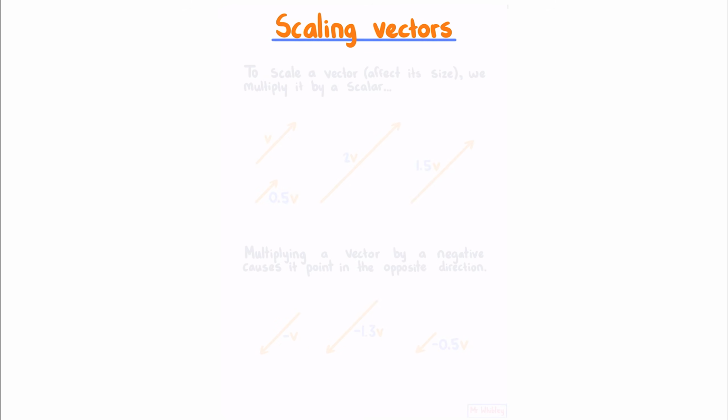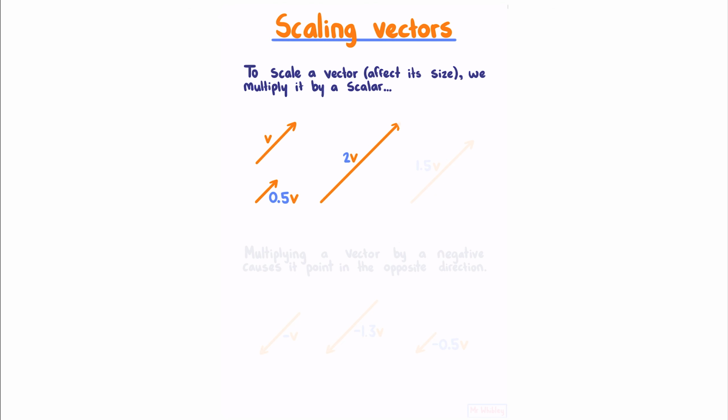Scaling vectors. To scale a vector, meaning to affect its size, we multiply it by a scalar. For example, if we have this vector here, v, to halve the size of this vector, we could just write 0.5v. To double its size, we could write 2v, and for 1.5 times its size, we could write 1.5v.